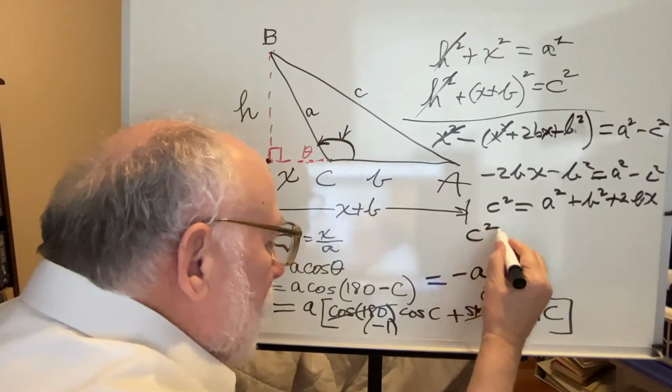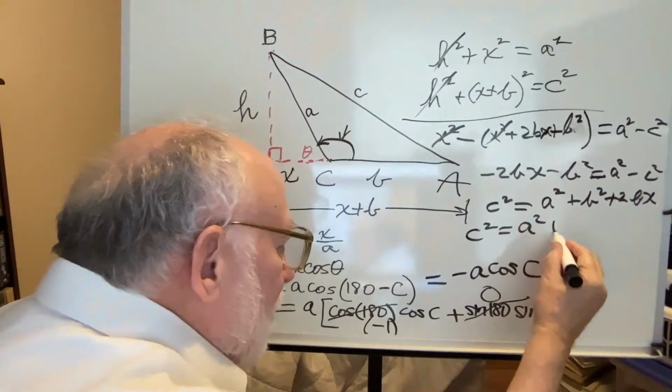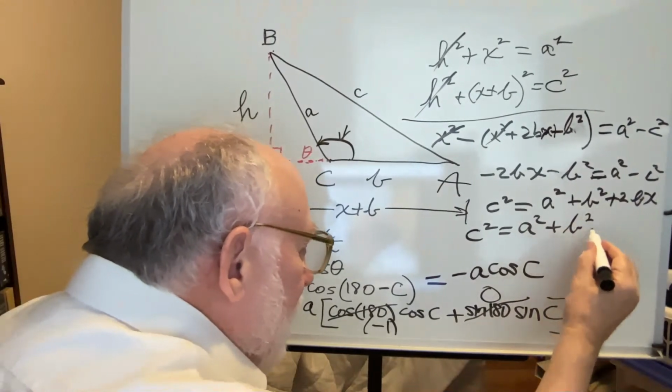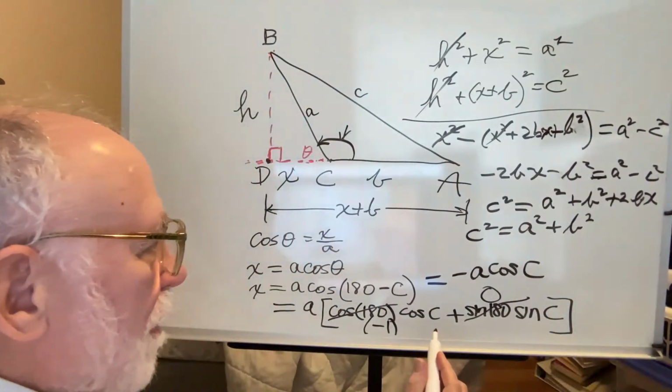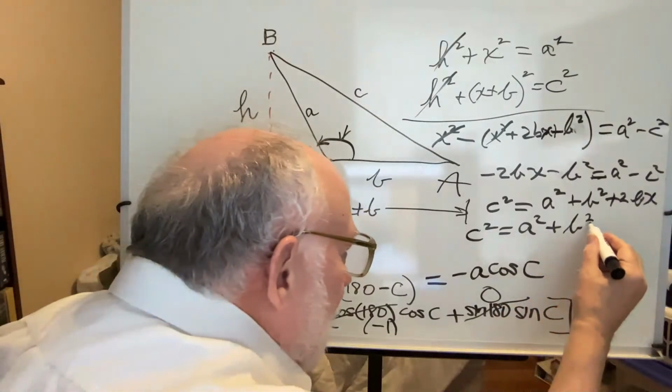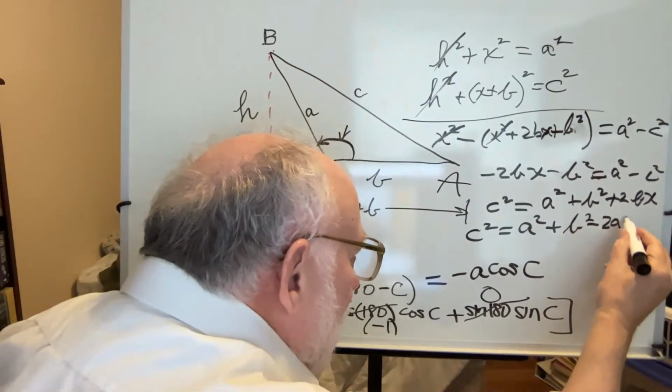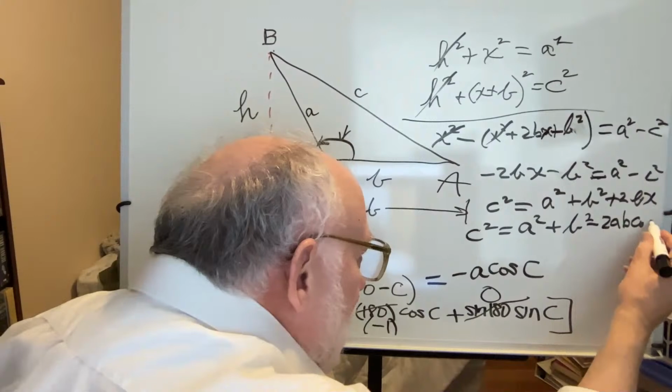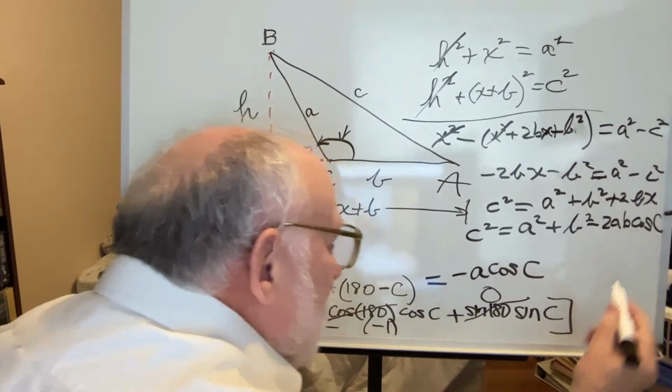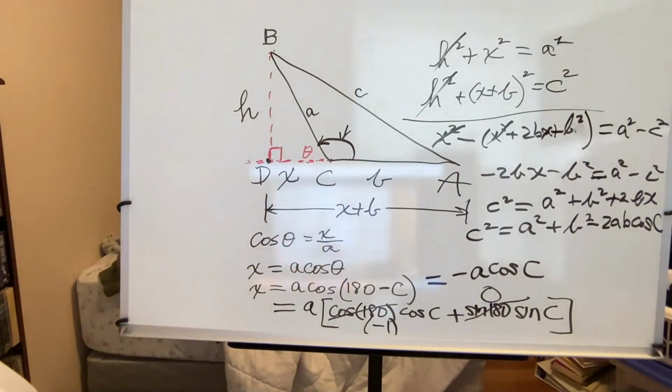So we get c squared equals a squared plus b squared, and you have minus 2ab cosine c. And that would be your law of cosines in the case when the angle in the triangle is obtuse.